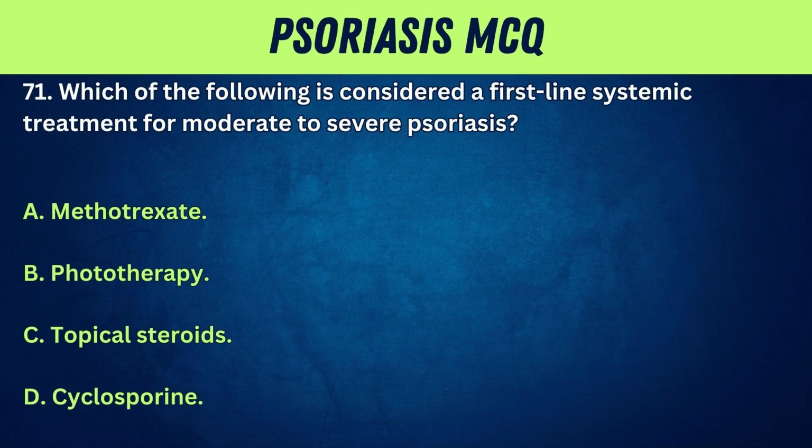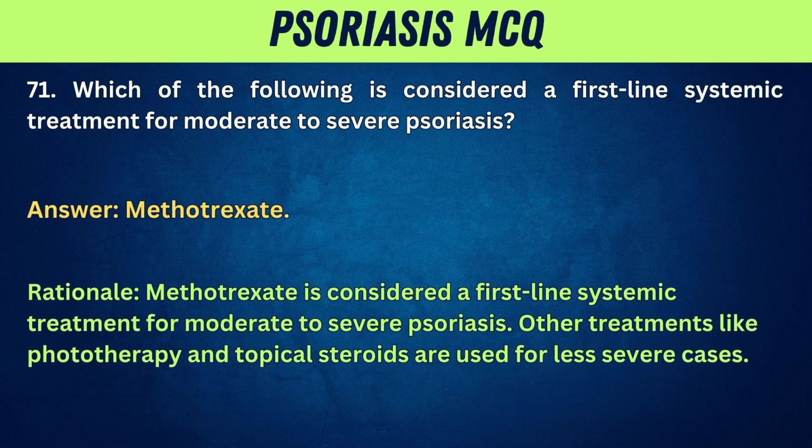71. Which of the following is considered a first-line systemic treatment for moderate to severe psoriasis? A. Methotrexate. B. Phototherapy. C. Topical steroids. D. Cyclosporin. Answer: methotrexate. Rationale: methotrexate is considered a first-line systemic treatment for moderate to severe psoriasis. Other treatments like phototherapy and topical steroids are used for less severe cases.